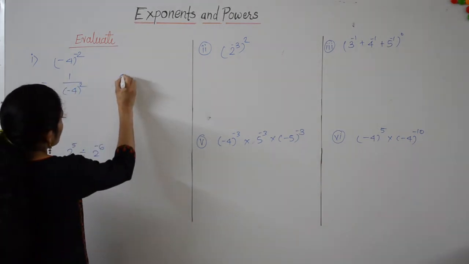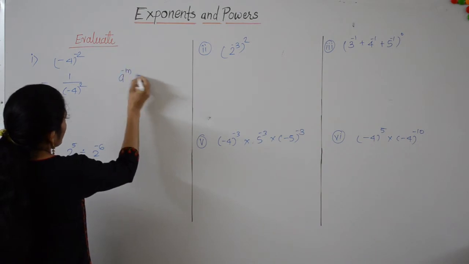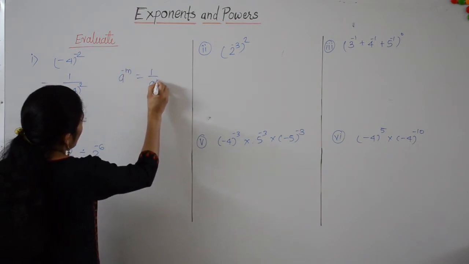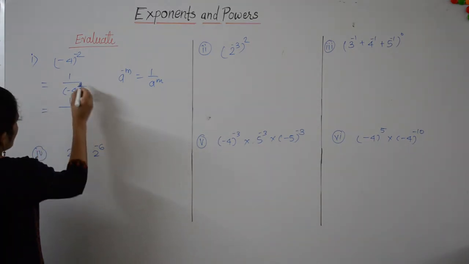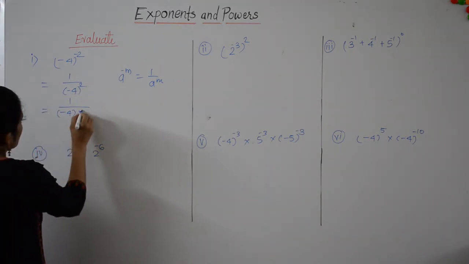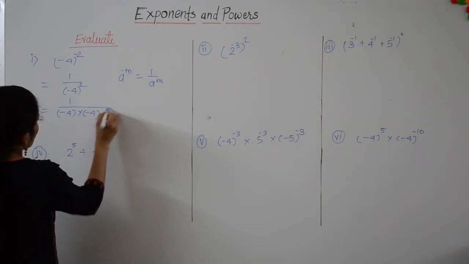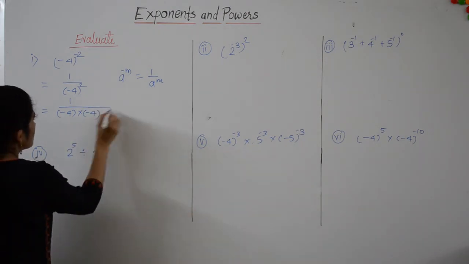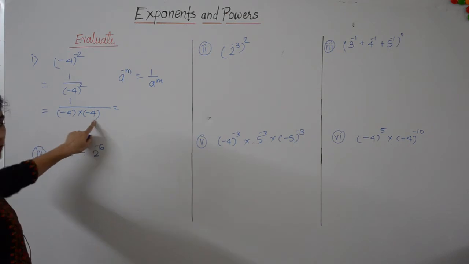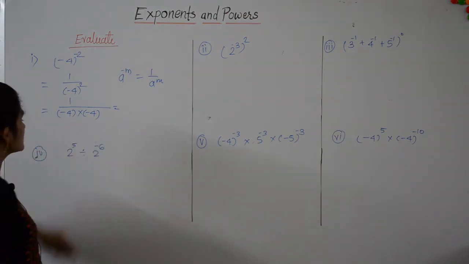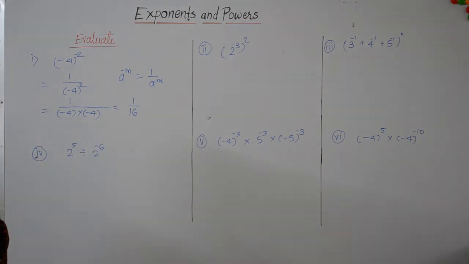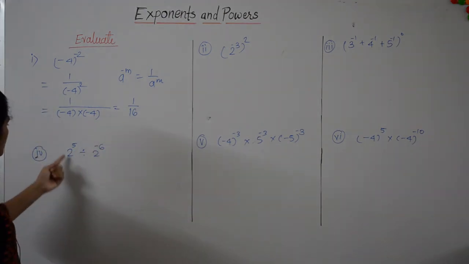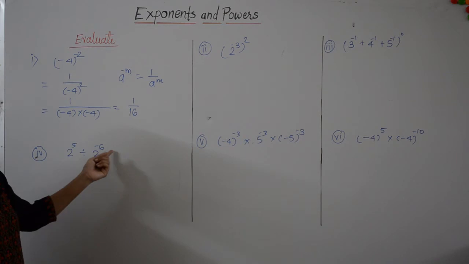Now which law we have used here? A raised to power minus m is equals to 1 upon a raised to power m. Now if you do minus 4 into minus 4, that is 4 into 4, 16, and minus minus plus. So 1 upon 16. This is your answer.